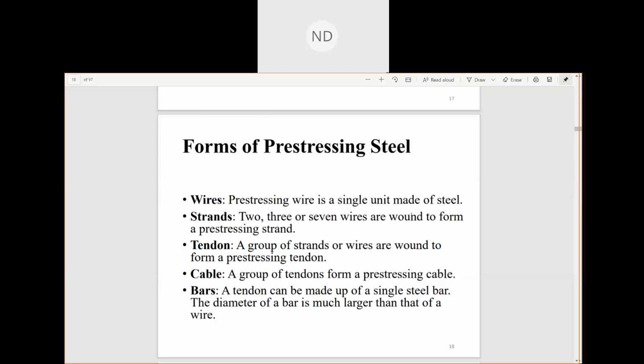Pre-stressing wire is a single unit made of steel. And what is a strand? 2, 3 or 7 wires are wound to form a pre-stressing strand. Two, three or more strands will form your tendon. And a group of tendons will form your cable, like bridge cables, if you see there. Then bars: a tendon can be made up of a single steel bar. The diameter of the bar is much larger than that of a wire.